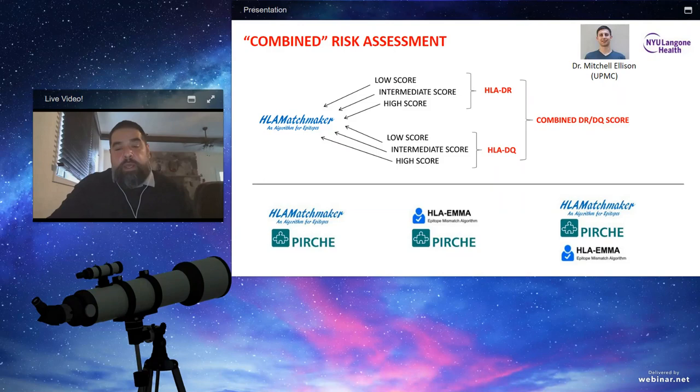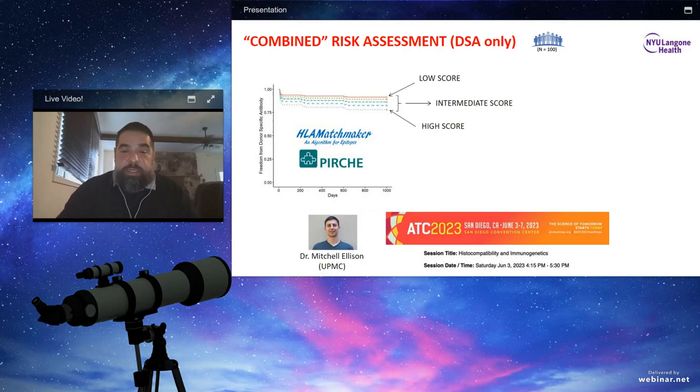Please, if you are at the ATC 2023, don't miss this histocompatibility and immunogenetics session on Saturday. Dr. Ellison is going to present this data in a much more extensive way, but there are also a lot of other very interesting topics that we've been working on at NYU with Dr.